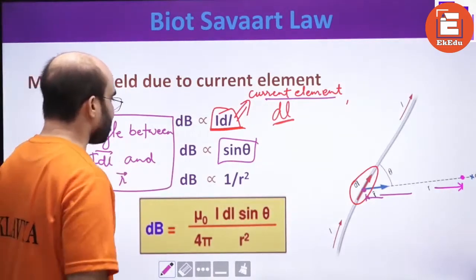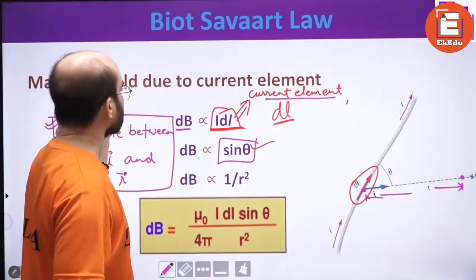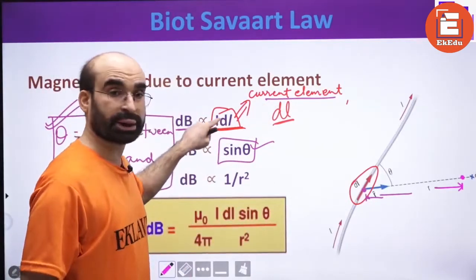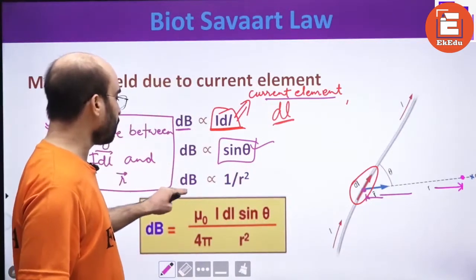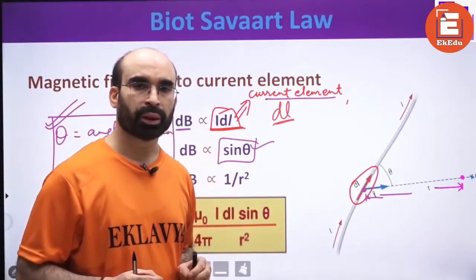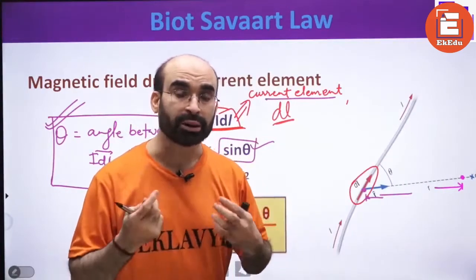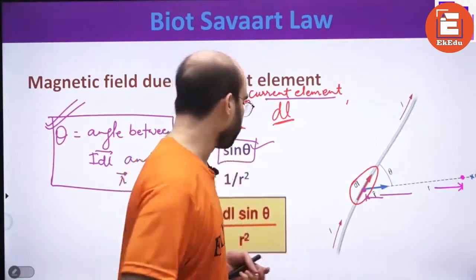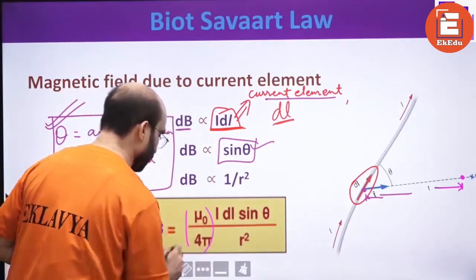Right? So sine theta, this law states that the magnetic field due to a current element is directly proportional to the current element and directly proportional to sine theta and inversely proportional to the square of the distance of the point. Distance of what? Of the point from the current element. Which point? The point where the magnetic field is calculated. Yeah, this is very simple. So if you combine these three, the equation will be this.